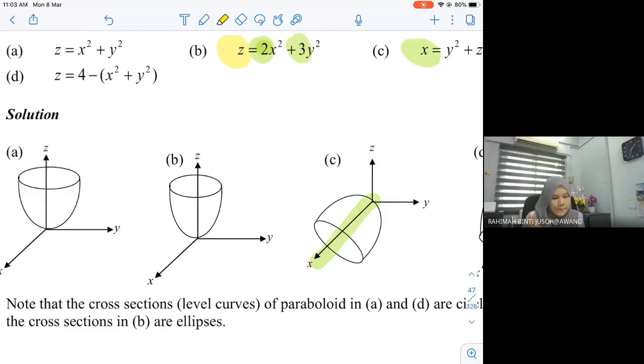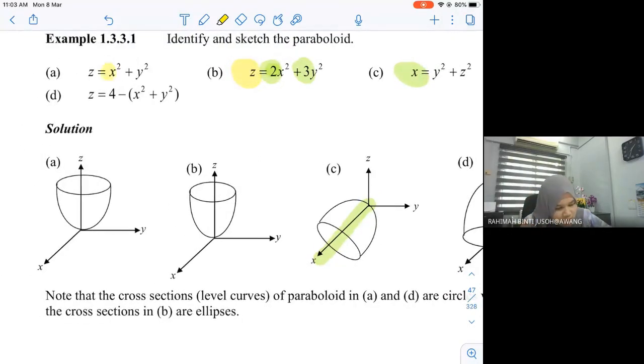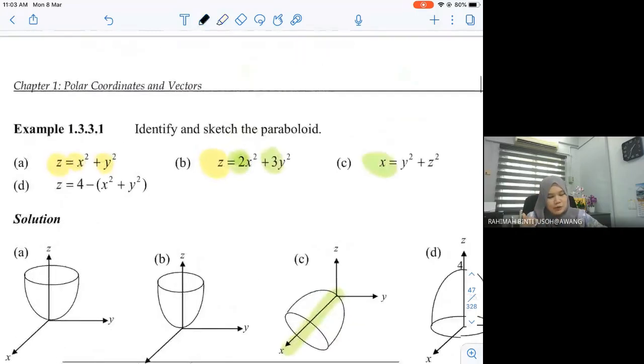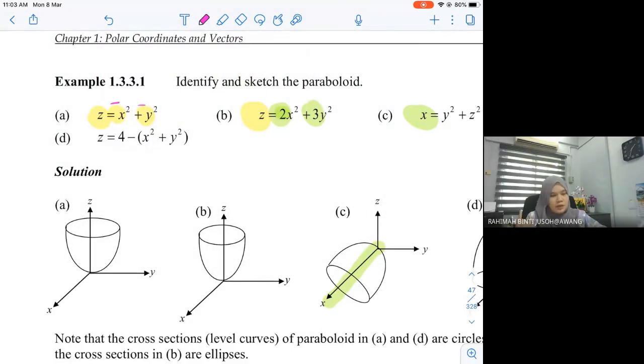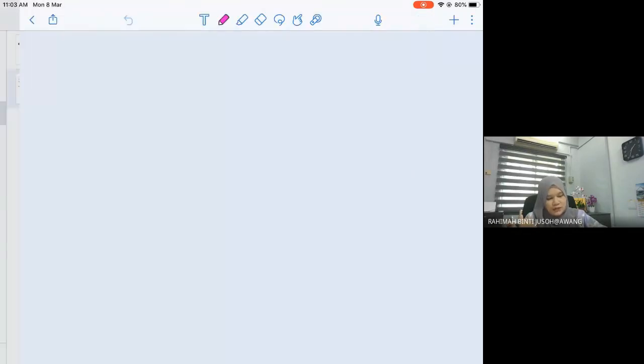Okay. Yang ni pun sama. Ini just sekadar dia punya size sahaja, tapi position dia tetap Z positif. So dia akan menghadap ke atas. Kalau dua-dua ni negatif, baru you akan menghadap ke bawah. Kalau let's say ni negatif, baru menghadap ke bawah. Contoh soalan saya tadi, dua-dua negatif tau.